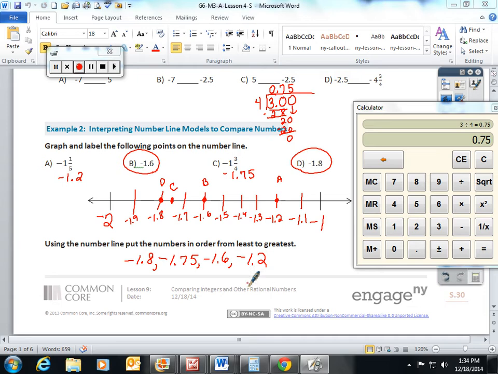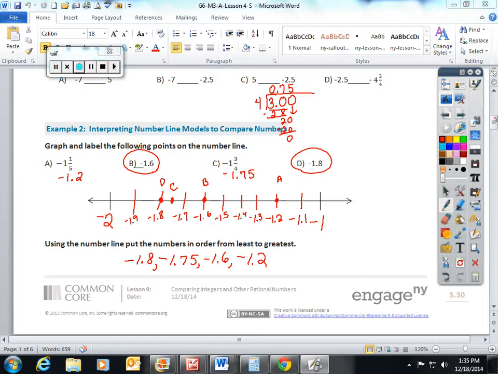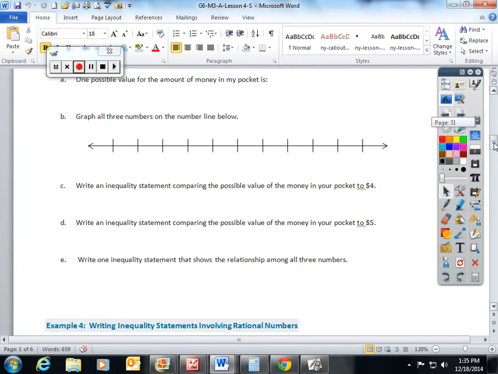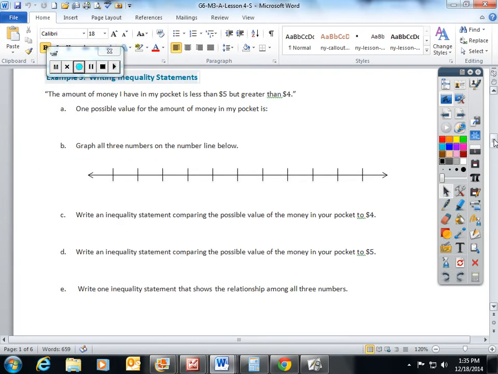And I keep telling the students to go back to one key concept: the farther a number is in the negative direction from 0, the lower that number is. We also talked about inequalities today in our lesson, and that was included right down here. I had the students pick a number less than 5 but greater than 4, talking about an amount of money in my pocket. We did $4.50 in class, but I'm going to do $4.10 on the video today, as one possible value for the amount of money in my pocket.